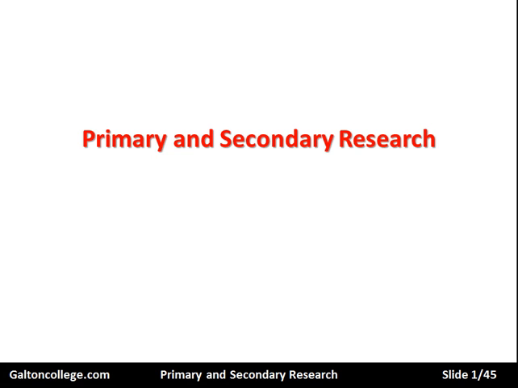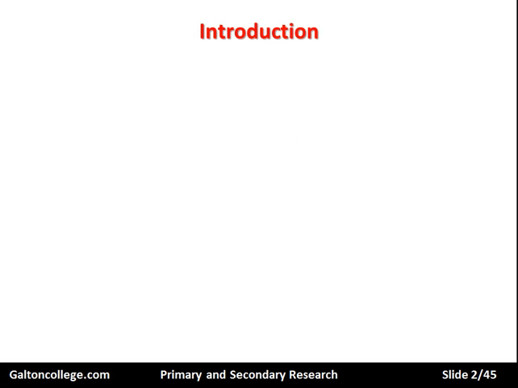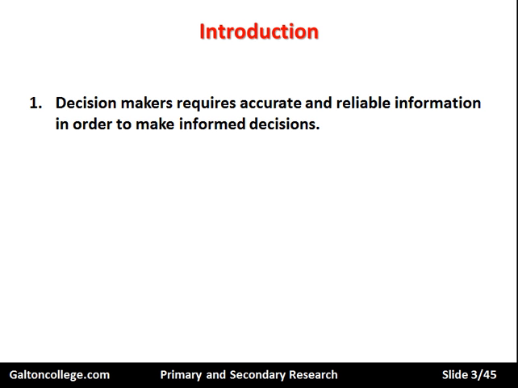This class will look at primary and secondary research. Decision makers require accurate and reliable information in order to make informed decisions. If the decision makers don't have accurate and reliable information, then they are forced to use their own judgments, which may be effective or it may not. But generally speaking, it's seen as preferable to have data and data that's processed into information to help them to make informed decisions.